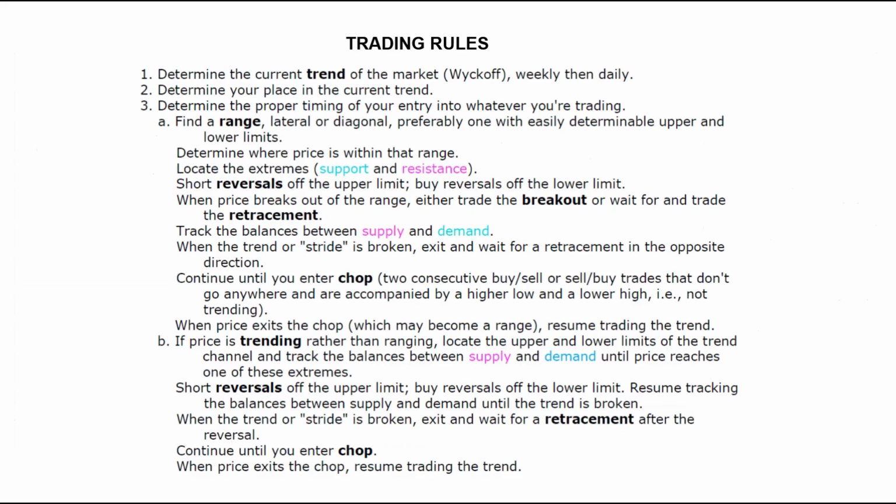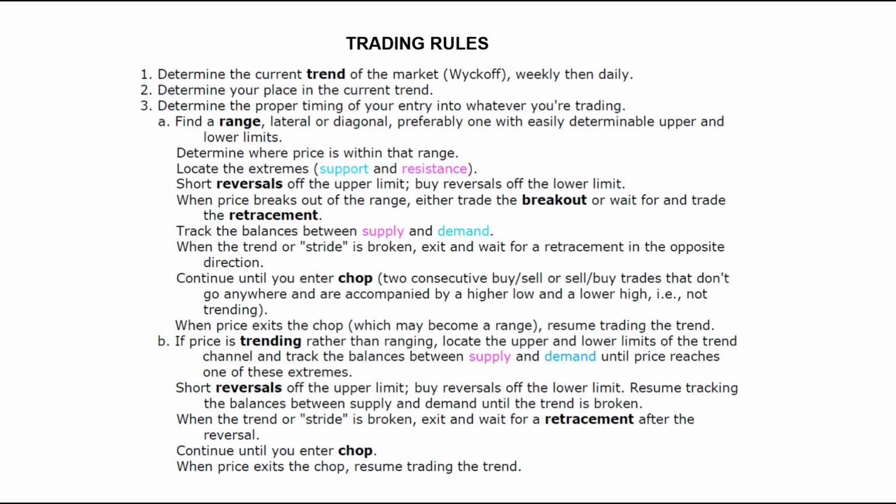Now, here's an example of a rule set one might develop after having gone through the characterization process. Rule number 1 would be determine the current trend of the market using the weekly chart, then the daily chart. Determine your place in that current trend. Determine the proper timing of your entry into whatever you're trading.